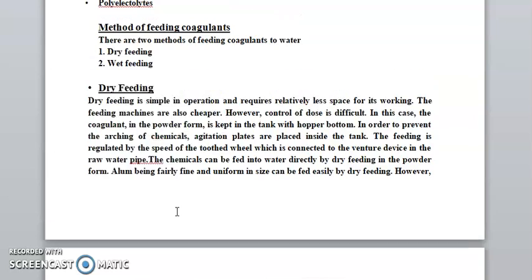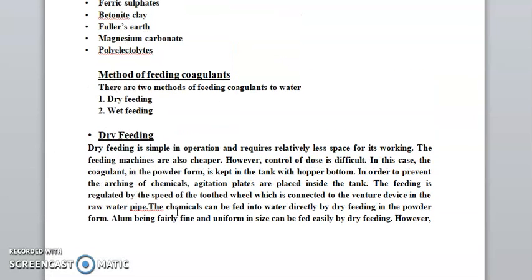Now that we have the coagulants, how do we feed them? Very important: how to put the coagulant into the water. There are two methods of feeding the coagulant into water. One is dry feeding, one is wet feeding. Dry feeding is a simple operation and requires relatively less space for its working. The feeding machines are cheaper. However, controlling the dose is difficult.